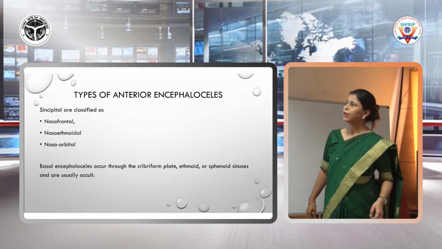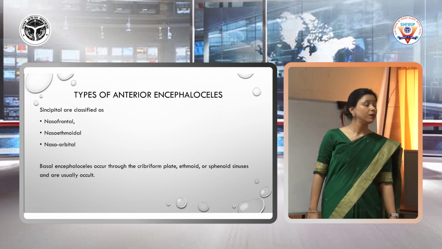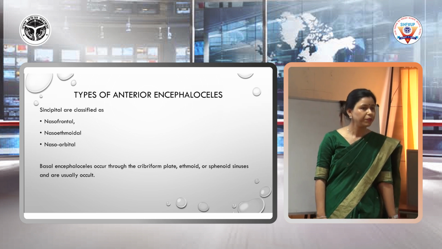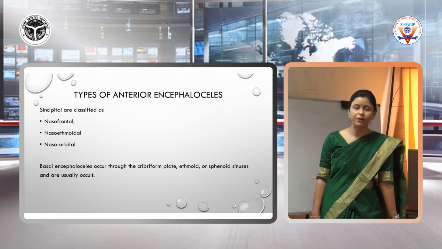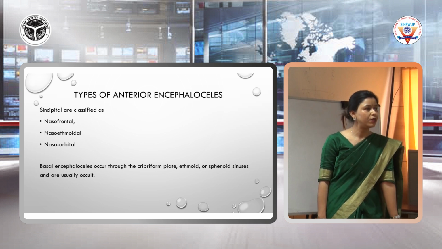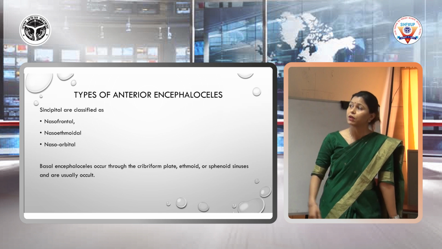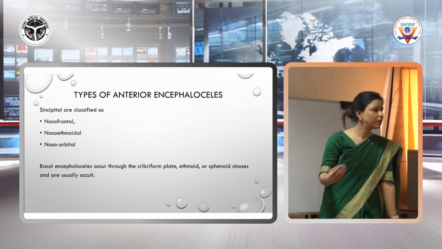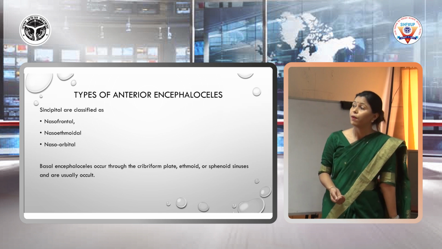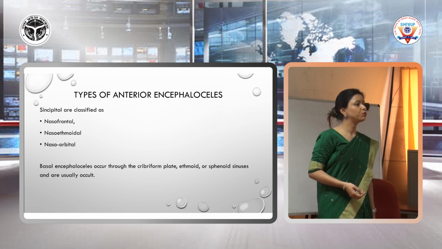Okay, so the types of anterior encephaloceles: sincipital means anterior. There could be occipital encephaloceles as well. So sincipital are generally nasofrontal, that is between the nasal bone and the frontal bone. Could be nasoethmoidal, between the ethmoids and the nose and the nasal bone, and nasoorbital.